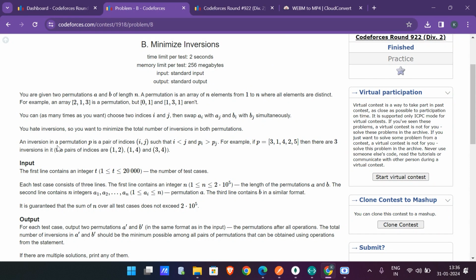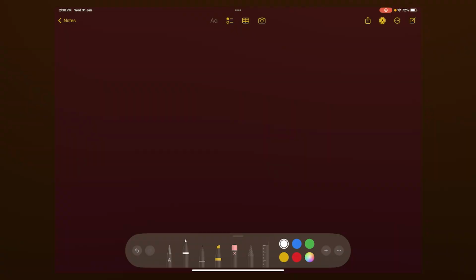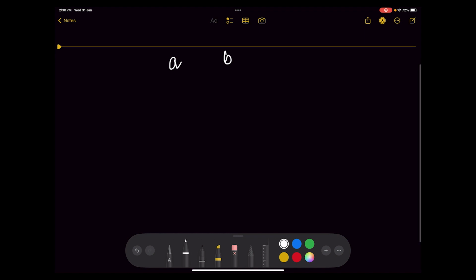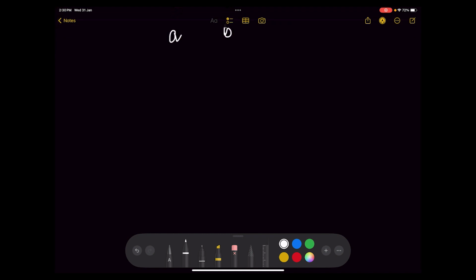An inversion in a permutation is the number of indices i, j such that i is less than j, but the element at the ith index is greater than the element at the jth index. And the goal is to minimize this. So let me show this question in a detailed way. In the question, you are given two arrays A and B, which are permutations, and you need to minimize the number of inversions. How can we do that?